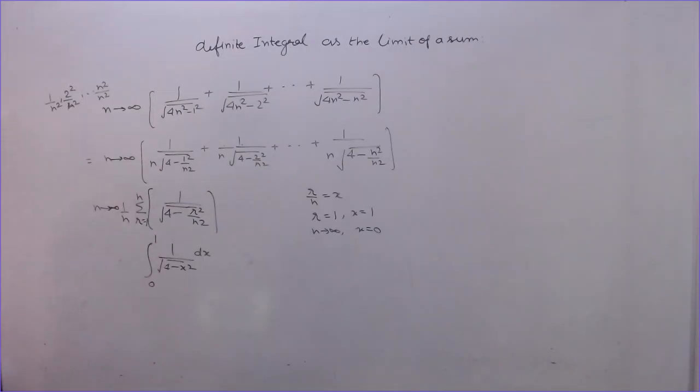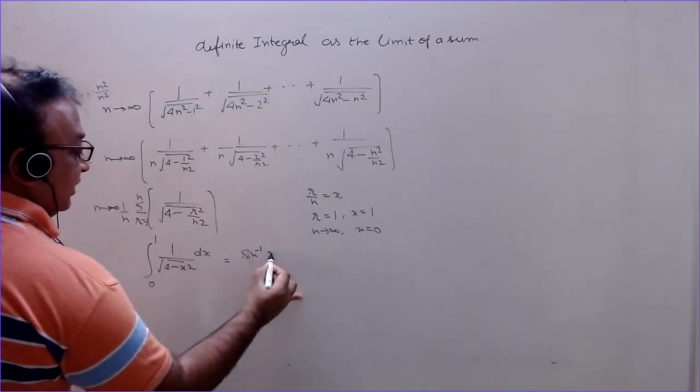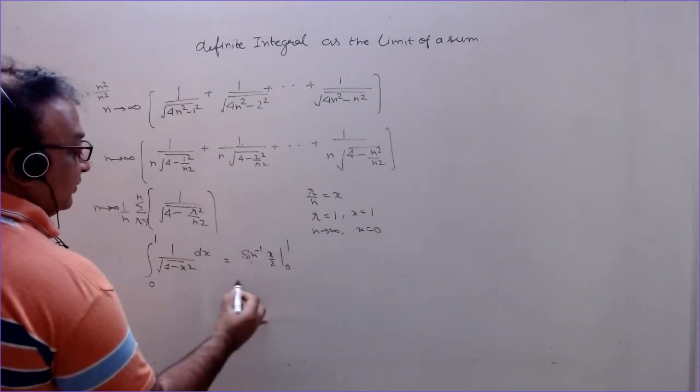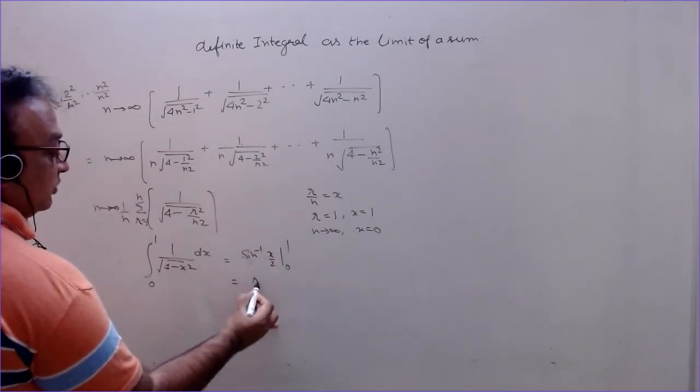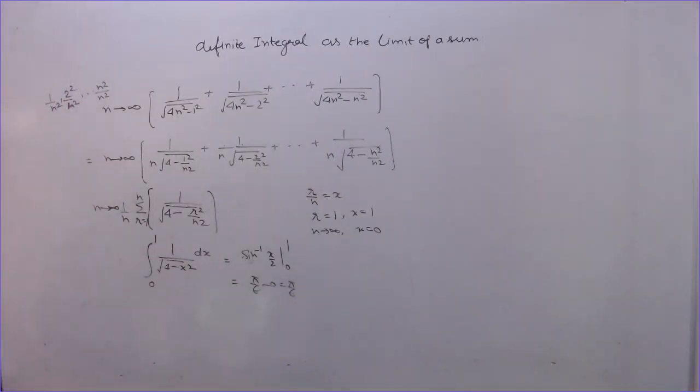Now you get sin inverse x by a, here a is 2, so sin inverse x by 2, 0 to 1. So sin inverse 1 by 2, pi by 6 minus 0, answer is pi by 6. This is how you can evaluate this integration.